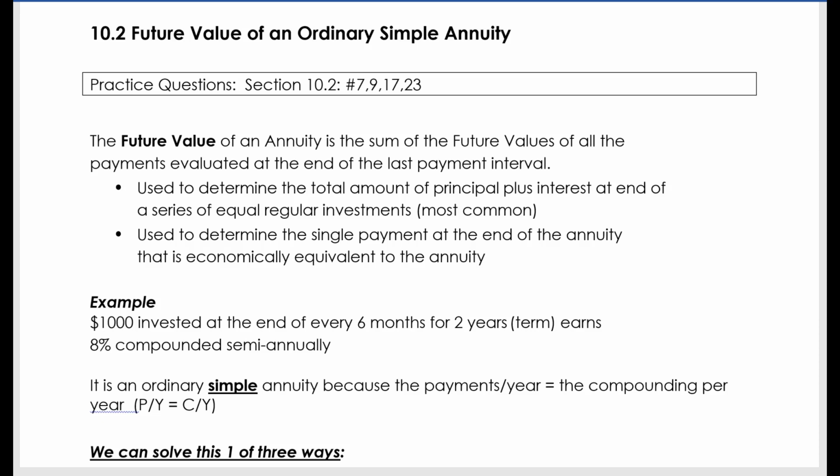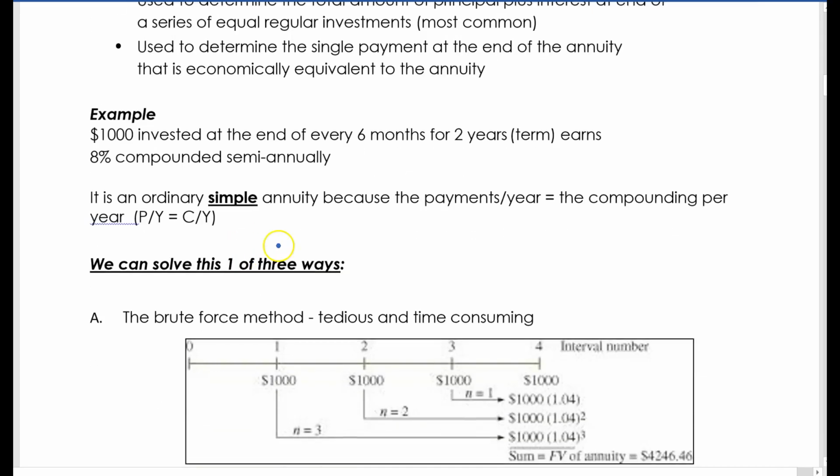So if I borrowed $1,000, at the end, how much interest did I pay on that principal? You can also use it to determine a single payment at the end of the annuity that is economically equivalent to that annuity. So if for some reason I couldn't make my last 3 payments, you might have to figure out how much I would owe in one lump sum payment at the end. Let's look at an example to make this a little easier.